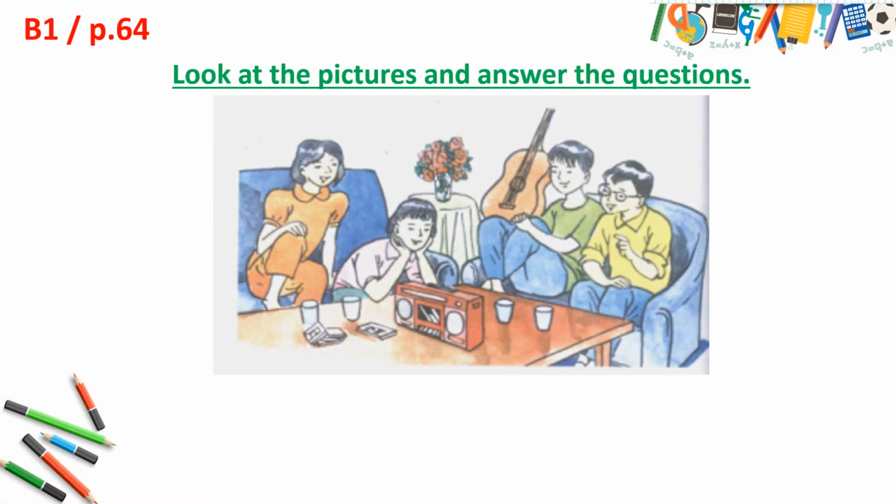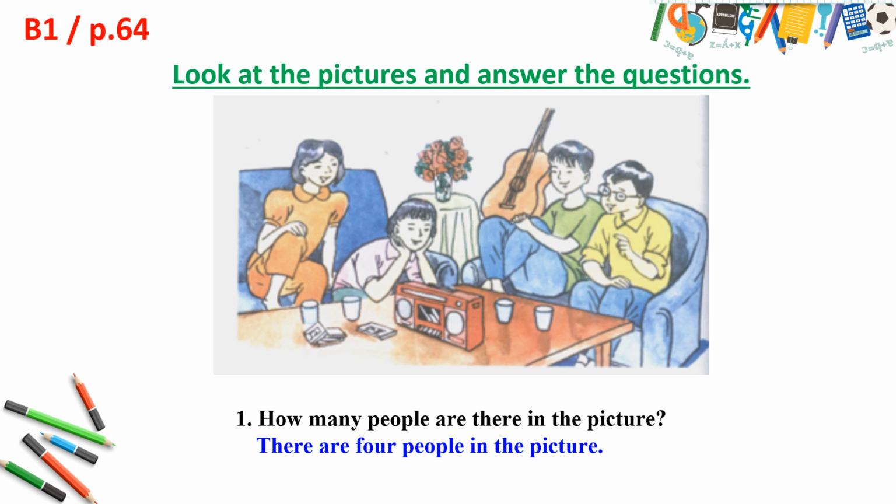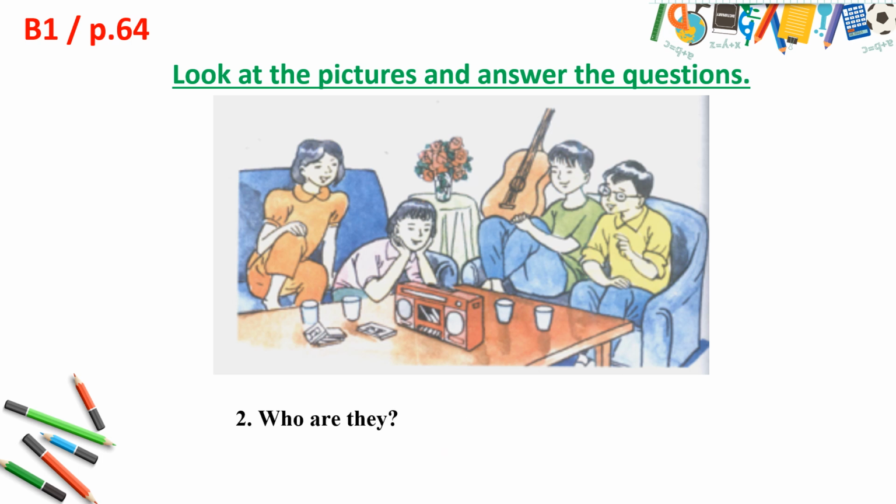We continue the lesson with part A1 on page 64. Now, look at the pictures and answer my questions. Number 1. How many people are there in the picture? Very good. There are 4 people in the picture. Number 2. Who are they? Very nice. They are Ba, Nam, Lang and Hua. Number 3. Where are they? Good job. They are in the living room at Lang's house. And number 4. Are they listening to music? Good. Yes, they are.